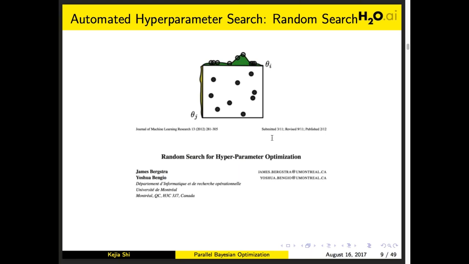Can we do something better? Like some kind of educated guess, based on what I have evaluated before, in order to make a decision of what I'm going to evaluate next. So that's Bayesian optimization.